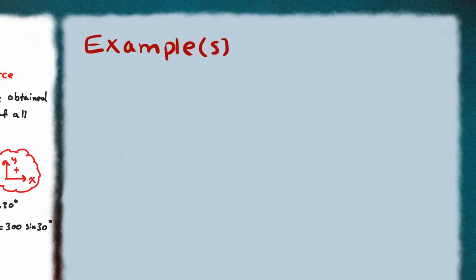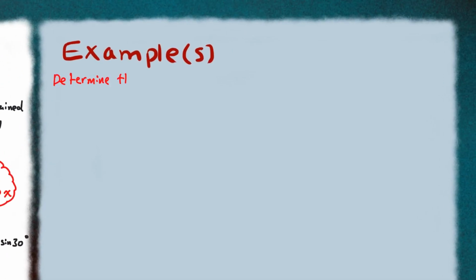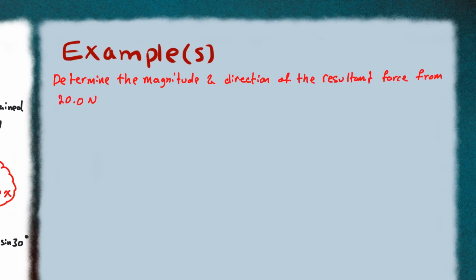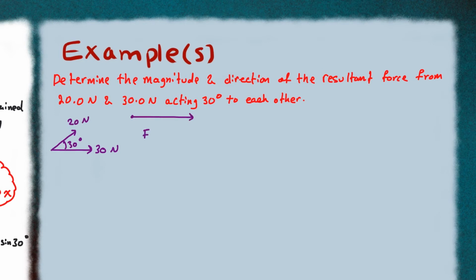For the first example, we're going to look at the resultant force, which is created by 2 forces, 20 and 30 newtons, which are acting at an angle of 30 degrees to each other. First, we're going to draw out the forces 30 newtons and 20 newtons, and it doesn't matter which one is going below the other one. The angle between them is 30 degrees. Then we are going to draw them individually and break them down into their components.